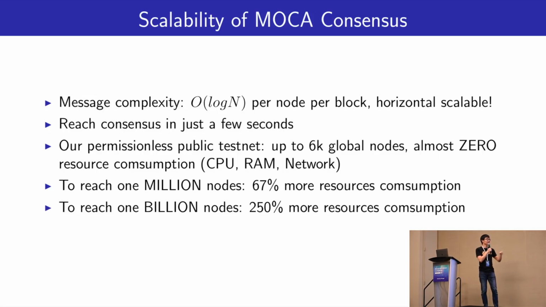This has actually been implemented and tested in our permissionless public testnet, which has up to 6,000 nodes, most of them run by the community, with almost zero resource consumption to perform consensus. Here the resources mean CPU, RAM, and network. Although the current size is around 4K, to reach 1 million nodes, each node only needs 67% more resource consumption, which is still nothing. And to reach 1 billion nodes, each node only needs to consume about 25% more resources, which is still nothing. So when we say million-node consensus, we're actually being quite conservative.